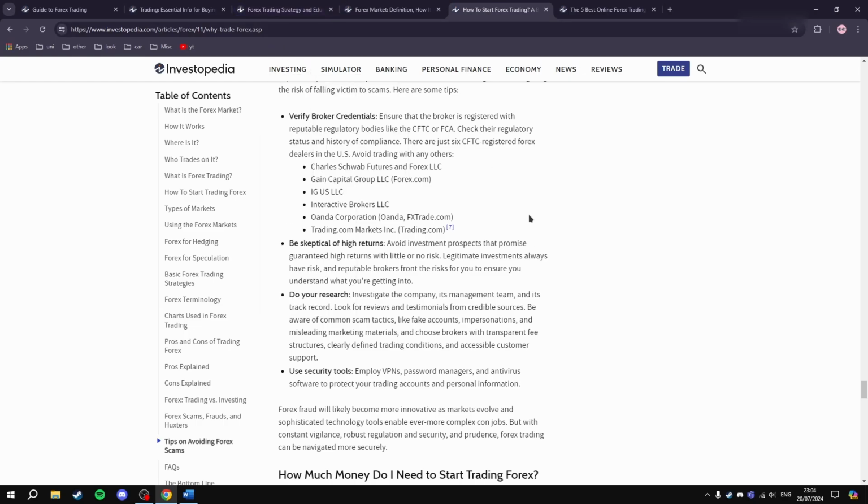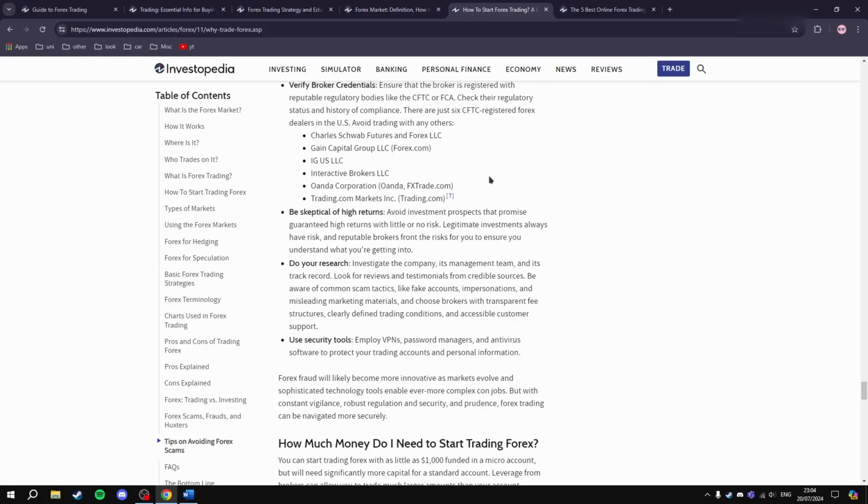Charles Schwab Futures and Forex LLC, Gain Capital Group LLC, Forex.com, IG US LLC, Interactive Brokers LLC, Oanda Corporation, Oanda FXTrade.com, Trading.com Marquee Inc.